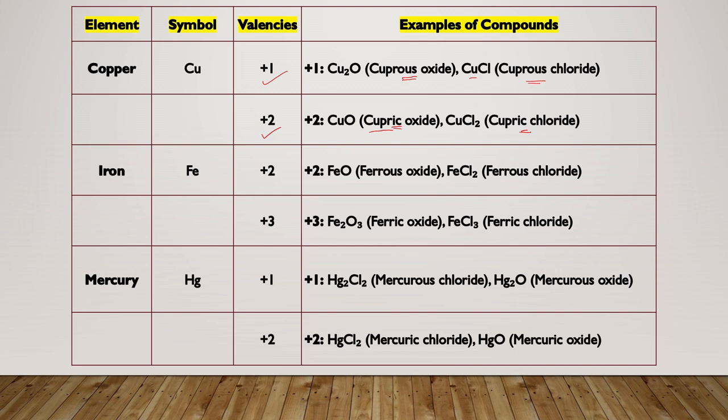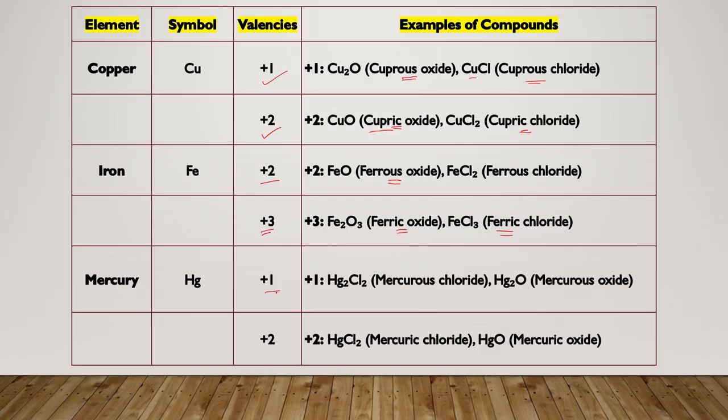Similarly, iron can show dual valency, one is +2 and the other is +3. 2 is smaller than 3, so when oxygen reacts with iron with the lower valency, it forms ferrous, OUS. Again, the valency is small, so you add the suffix OUS: ferrous chloride, ferrous oxide. And when it reacts with 3 molecules of oxygen, it forms ferric oxide, IC. When the valency is greater, we add the suffix IC: ferric oxide, ferric chloride.